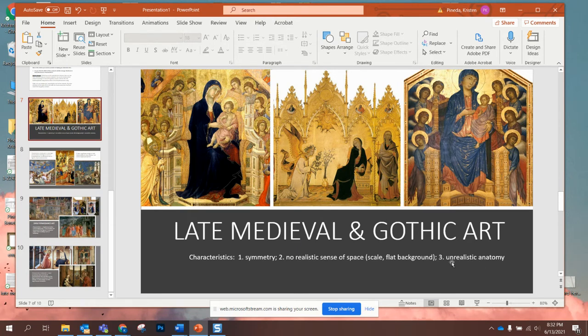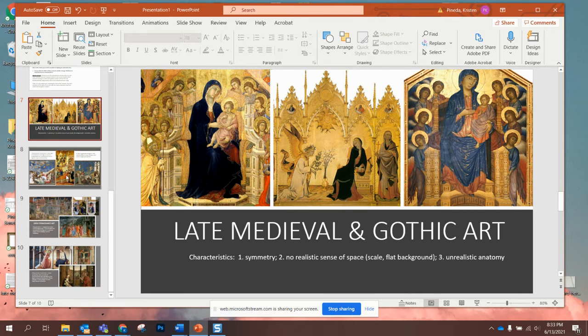And then the last one is here. There's an unrealistic sense of anatomy. So if we look at just the figures themselves, a lot of times they look relatively generic, more like symbols than individual people. Their noses tend to be elongated, their eyes a little bit too large. Same thing with their limbs, such as the arms or legs. So proportions, they did not really concern themselves with accurate proportions.